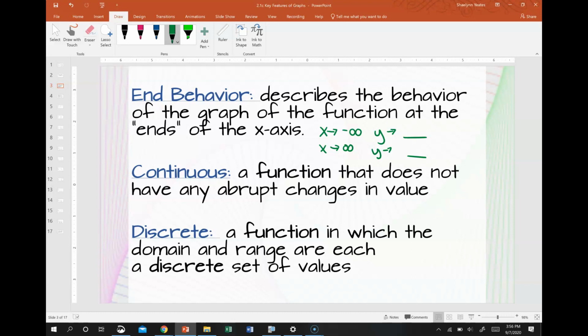Continuous is a function that does not have any abrupt changes in value. In other words, you can draw it all with one line. You never have to pick up your pencil. That's how you can tell if it's continuous.